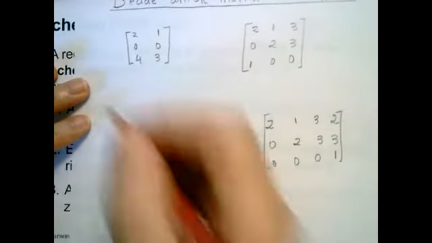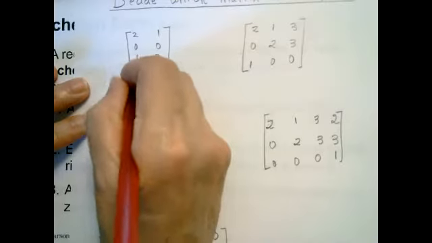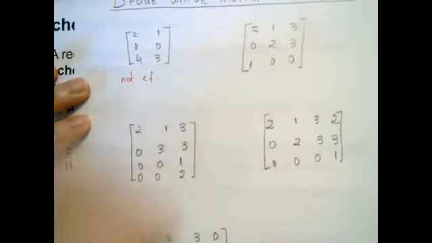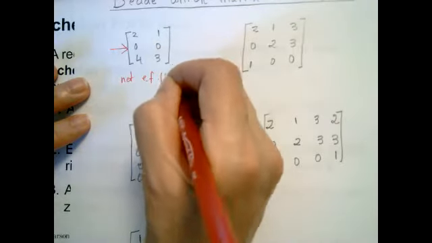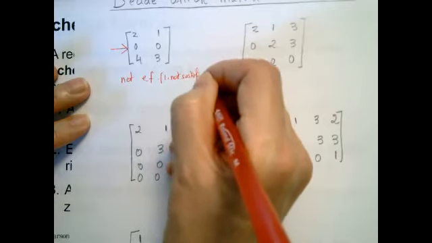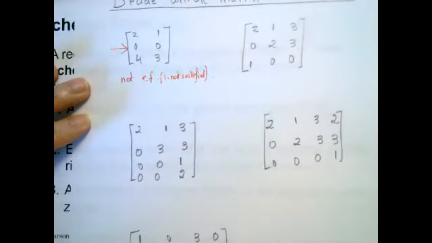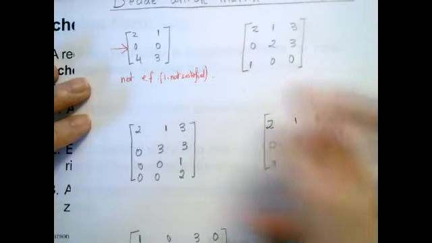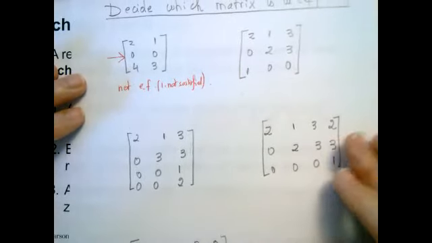No. No, because all the rows of zeros have to be at the bottom. This condition is not satisfied. So condition 1, not satisfied. Okay, that's it. We move on. That's an easy case. Matrix 2, is it in echelon form?